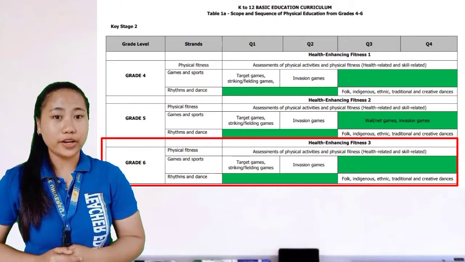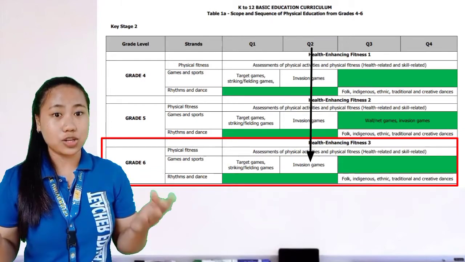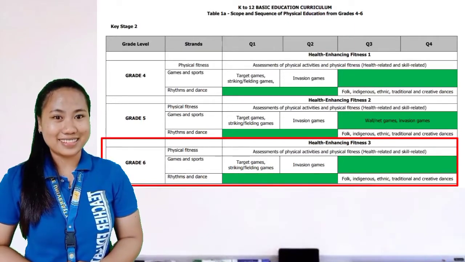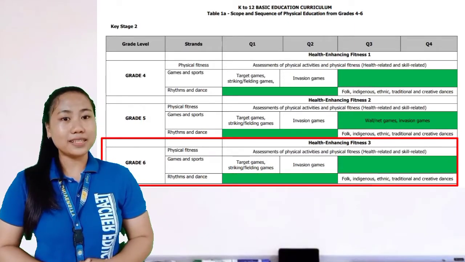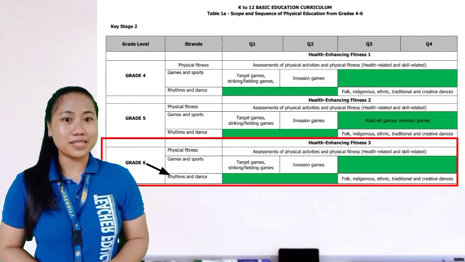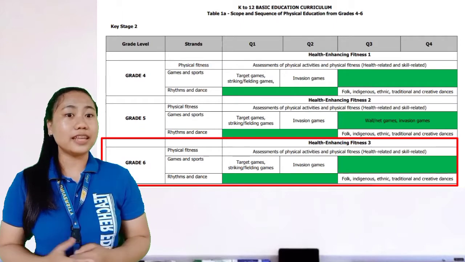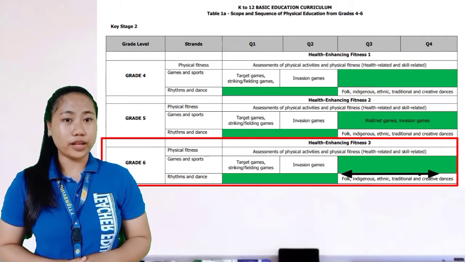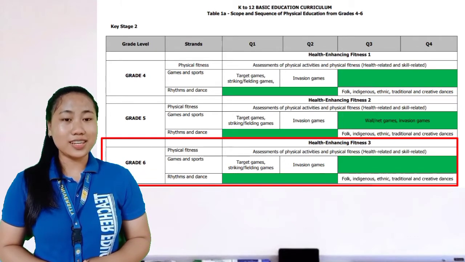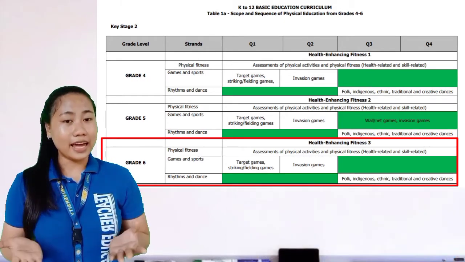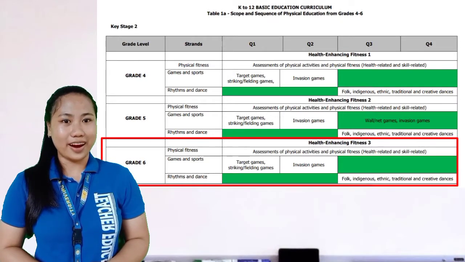For the second quarter, it's all about invasion games such as agawan base, alawin at sisiw, agawan panyo, and the likes. And lastly, for the scope and sequence of physical education from grade 6, it is the strand of rhythms and dance, in which it is being indicated specifically from third quarter to fourth quarter for the components of folk, indigenous, ethnic, traditional, and creative dances like itik-itik for girls and maglalatik for boys, and any other dances available in their area.